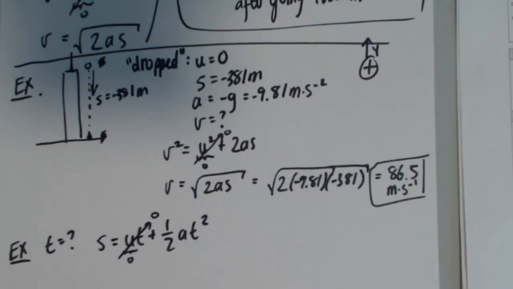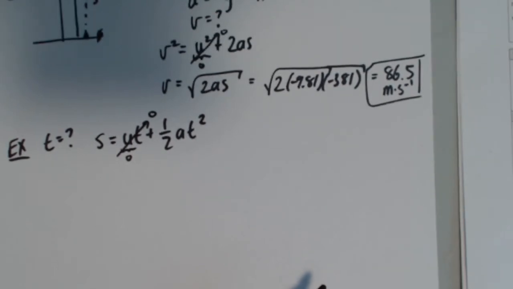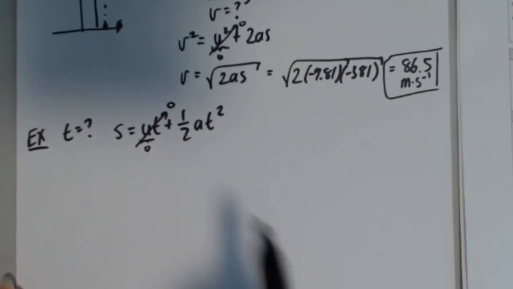Just want to point something out here. If u wasn't 0, it's not a big deal. T is going to appear twice, once as a linear and once as a quadratic. That means that you would eventually have to solve the quadratic formula and determine what the roots are of that equation to find out what T is. Just something to keep in mind.